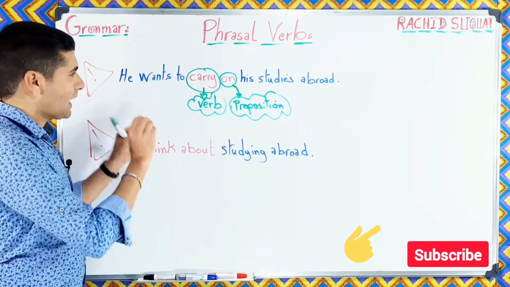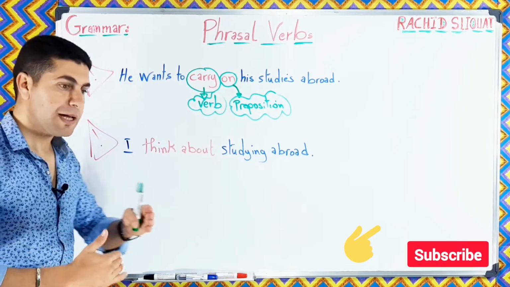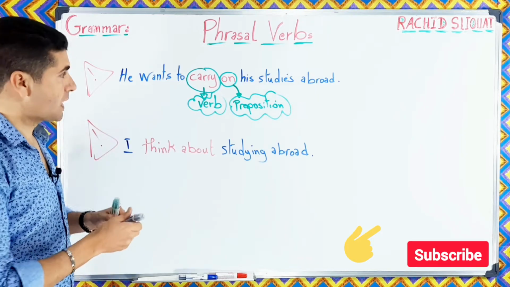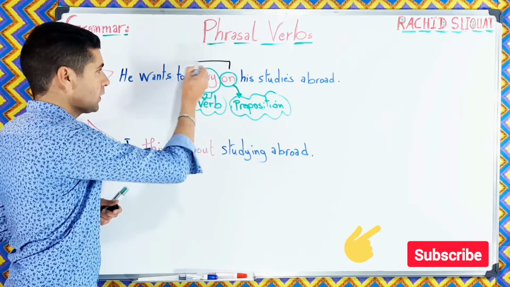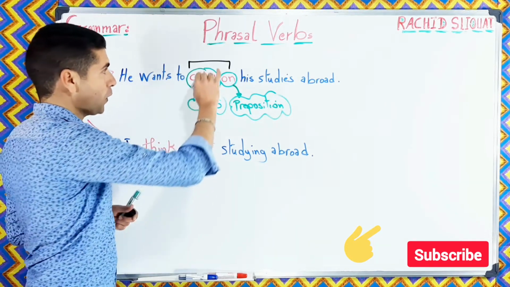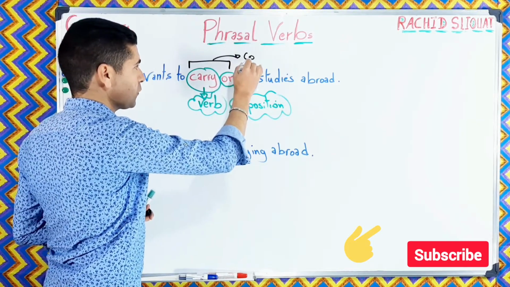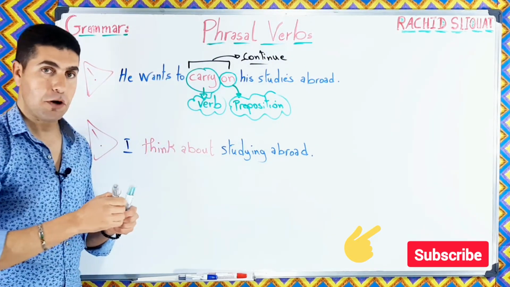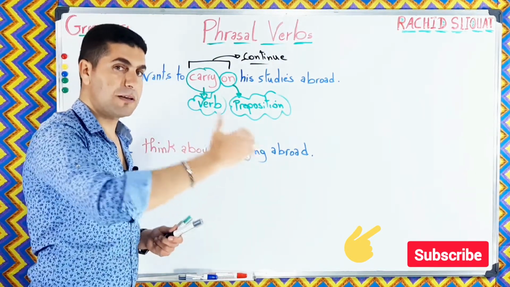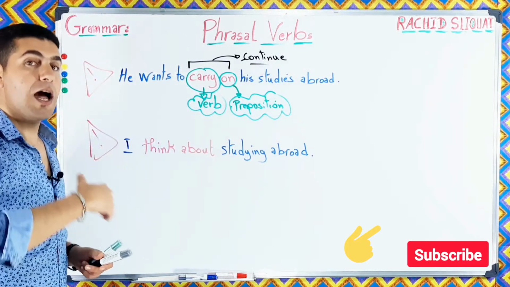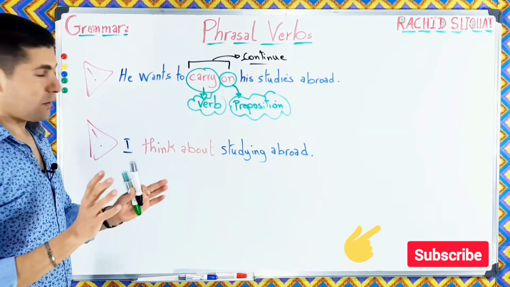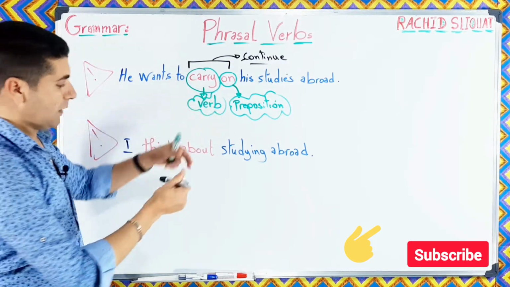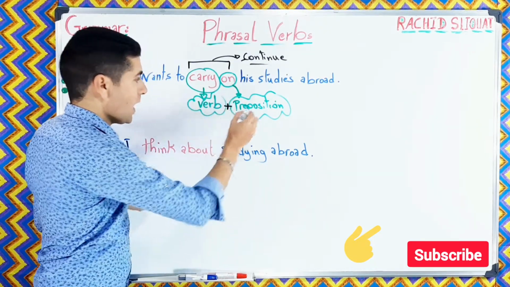Now, what does carry on mean here? He wants to carry on his studies abroad. Very simply, here we mean he wants to continue his studies abroad, in another country. Okay, so as you can see here, a phrasal verb is, very simply, a verb plus a preposition.